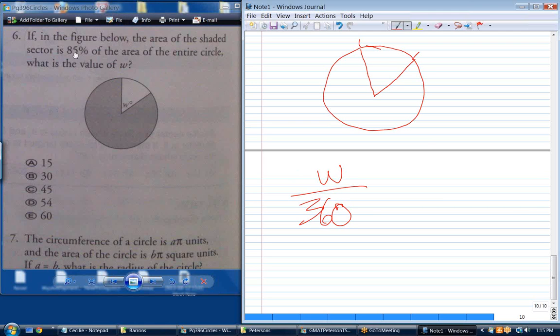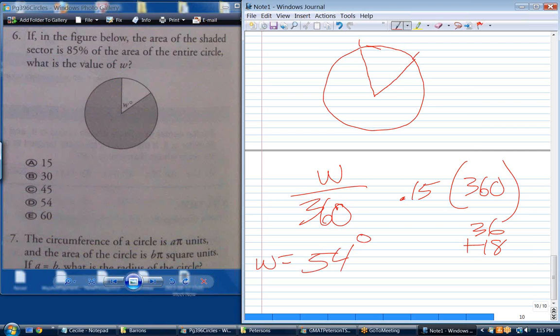So this is a shaded area. The shaded area is 85%, so W is 15%. So really we're going to multiply 15% times 360, which is 36 plus 18, which is 54. So W equals 54 degrees, and that's what they're asking about.